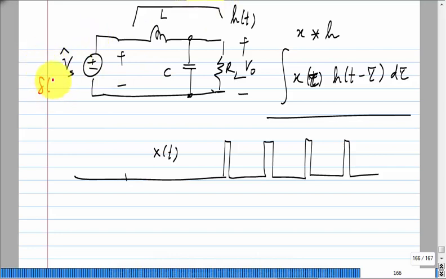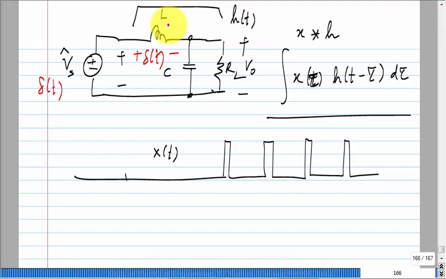I apply a voltage impulse delta of t, okay. So now tell me, what is the inductor current just after t equals 0, what is the capacitor voltage just after t equals 0? Neither one will change, okay, and that is permissible here. So the voltage across the inductor will be what? Delta, okay. So if I plot the current through the inductor, what will that look like?